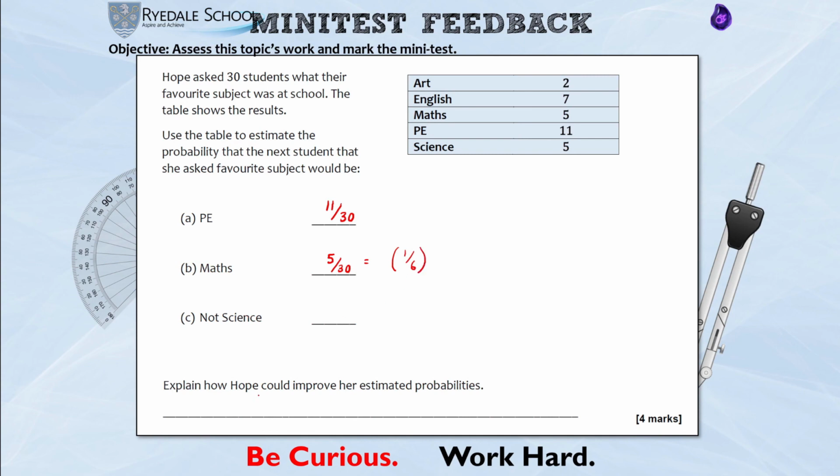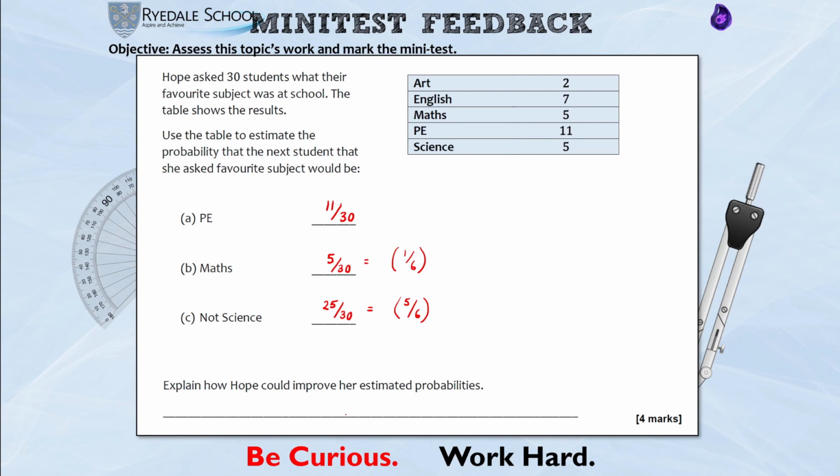For C, it says not science. Well, science is 5 out of the 30, so not science would be 25 out of 30. And that you may have simplified to 5/6. So that's nice and straightforward. It is 1 mark for each of those answers.